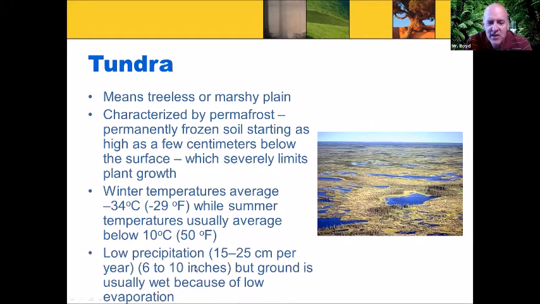Usually only 6 to 10 inches of rain or snow, but the ground is wet because there's not a lot of evaporation and it can't go anywhere. Water can't seep into frozen ground. So you get all these puddles, even though you don't get lots of snow or rain. And it stays very marshy when everything starts to thaw.